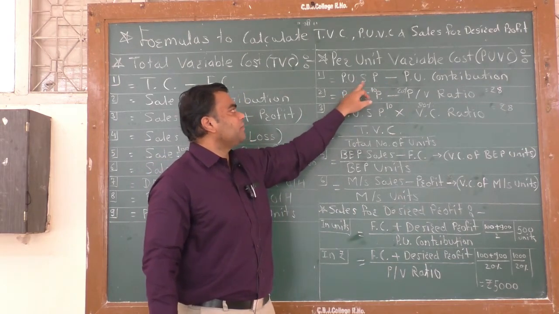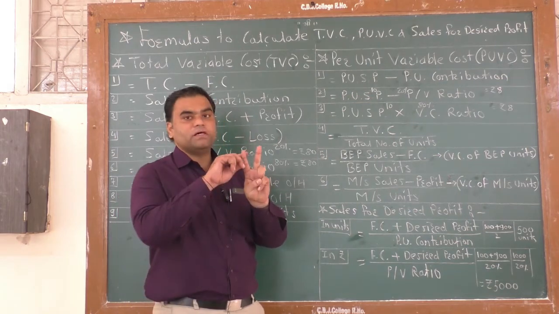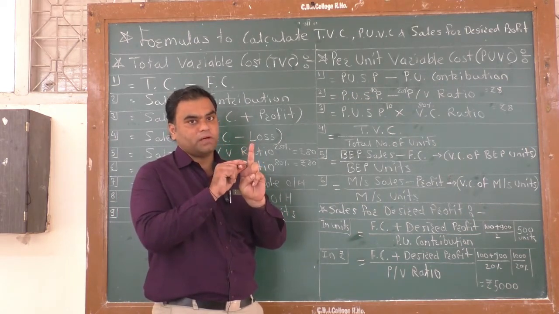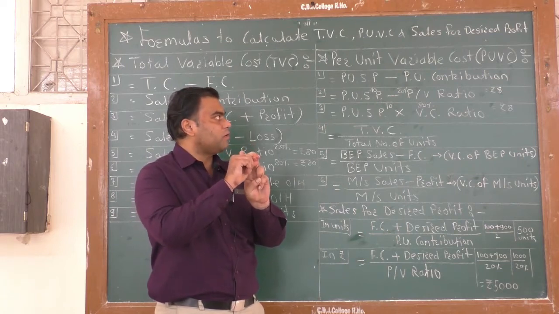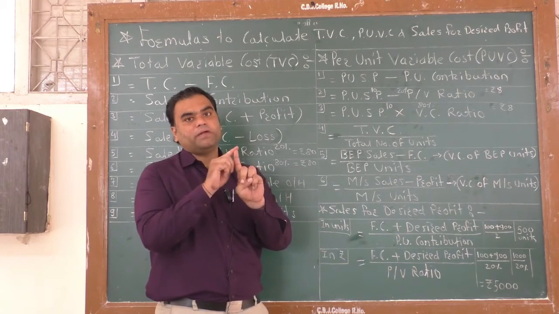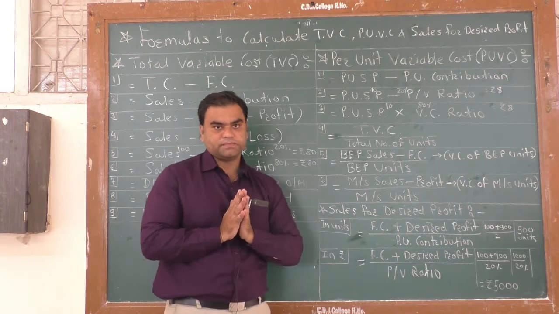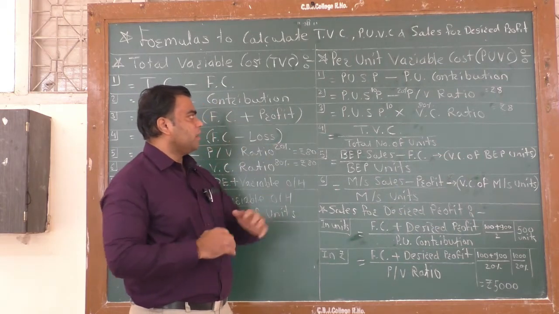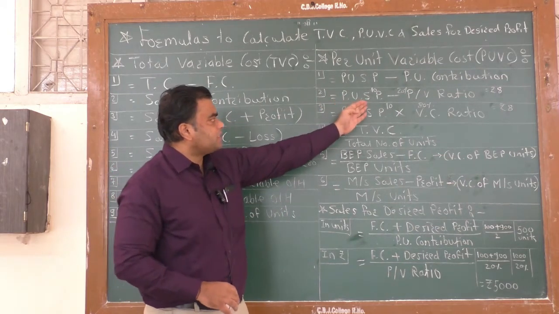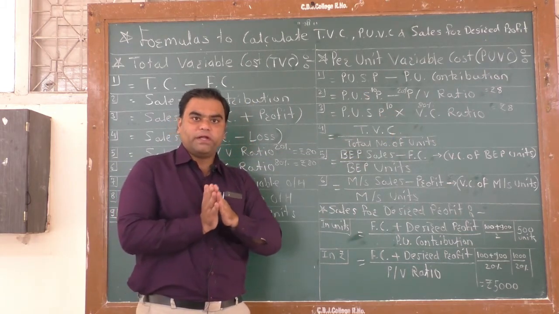As we know, per unit selling price includes two contents. First is per unit variable cost, and second is per unit contribution. So if you deduct per unit contribution, per unit variable cost will remain. In that way, this first formula works. Now second formula, per unit selling price less PV ratio. As we know, PV ratio stands for profit volume ratio.